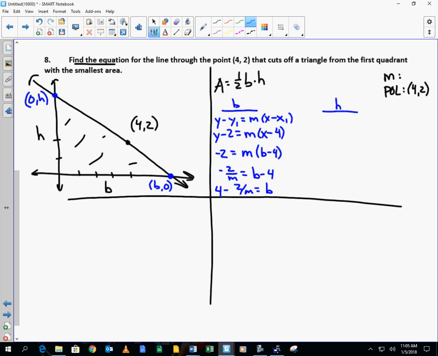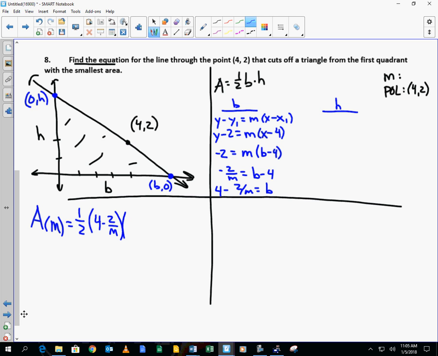So far, if you look at what I have for area, what's our new variable going to be? Not b, but m. Area in terms of m so far is equal to, we have 1/2, and what do we put in place of b? 4 minus 2 over m.